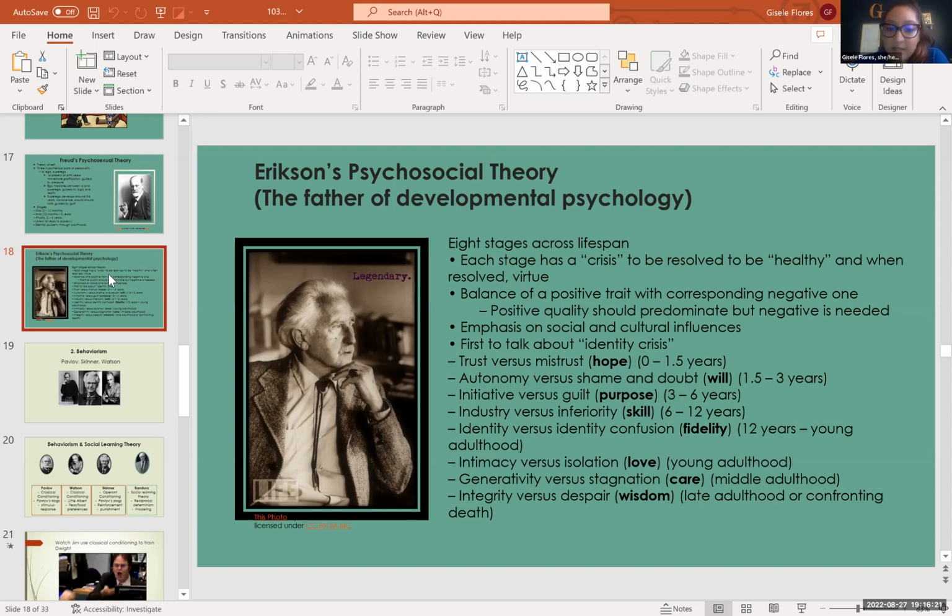The next one is autonomy versus shame and doubt. And if you look again at the age where this conflict is taking place, it's 1.5 to 3 years old. And again, like in Freud's stage, what are children doing during this stage? They're toilet training. And so they're trying to do a lot more by themselves.